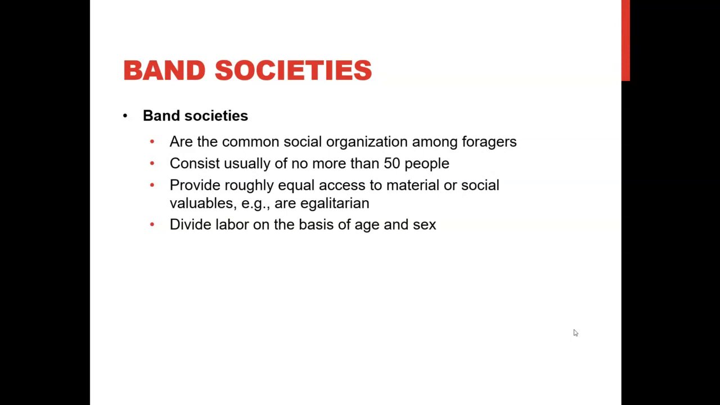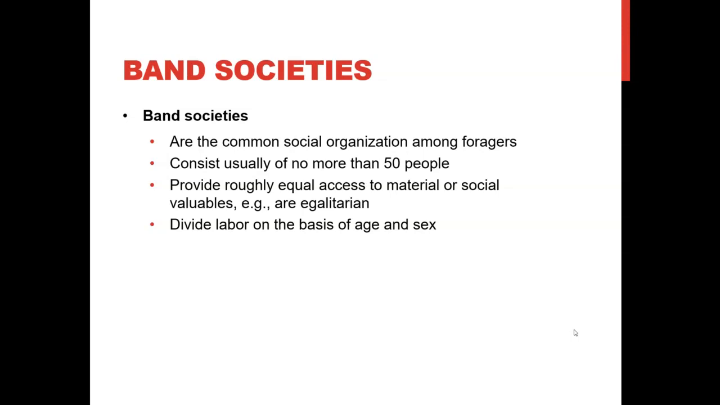Band societies are the common social organization among foragers. So this is important. We're foragers at this point. We are going out for food. We consist usually of no more than 50 people, provide roughly equal access to material social valuables, and divide labor on the basis of age and sex. Yeah? Okay. Pretty straightforward.